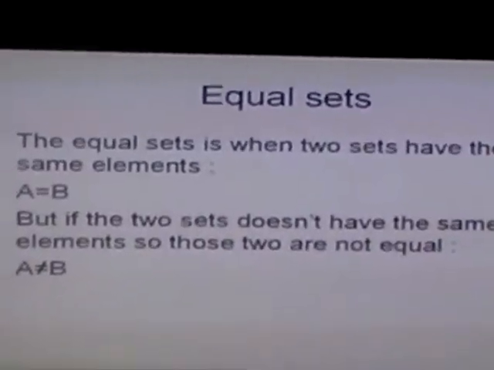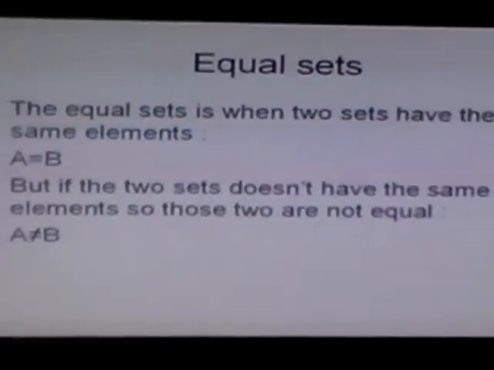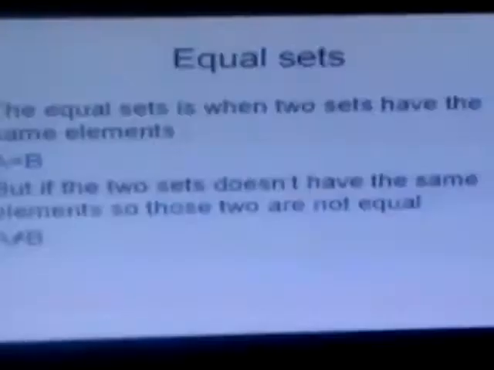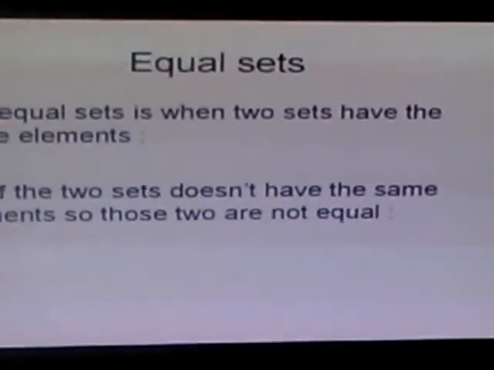We have equal sets. Equal sets is when the two sets have the same elements. But if those sets are not equal, then they don't have the same elements in the two sets.